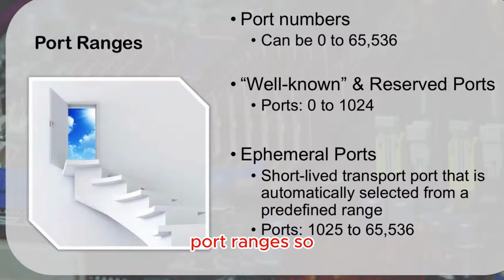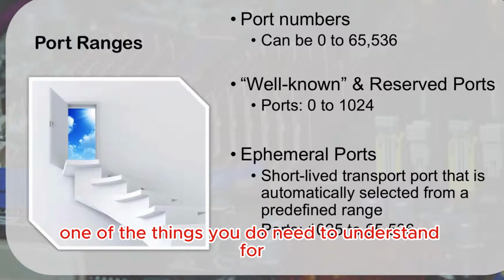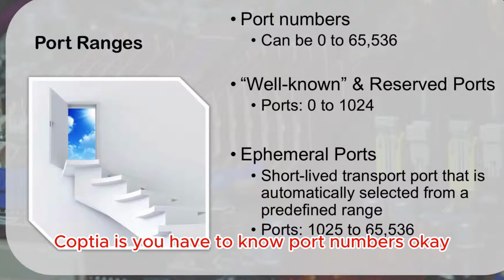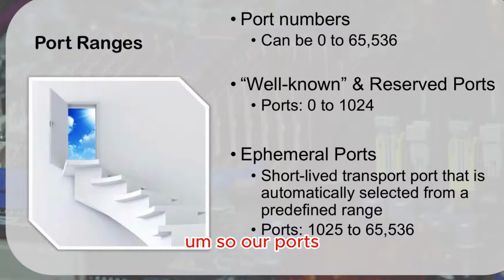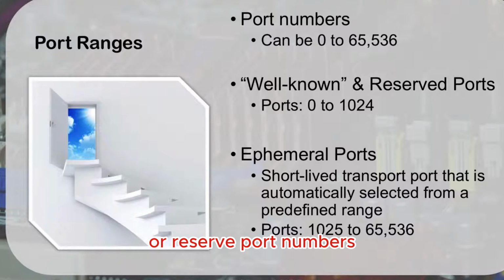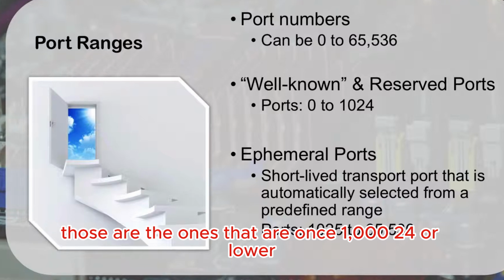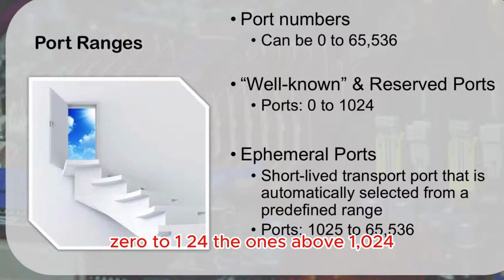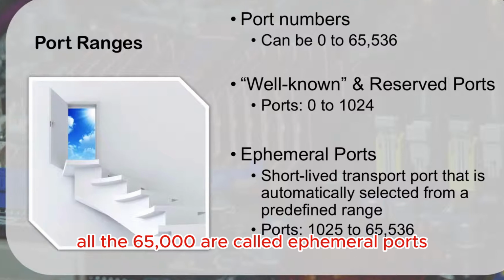Port ranges. One of the things you do need to understand for CompTIA is that you have to know port numbers. Ports can be anywhere from 0 up to 65,536. We have what's called well-known or reserved port numbers. Those are the ones that are 1,024 or lower, 0 to 1,023. The ones above 1,024, all the way to 65,000, are called ephemeral ports.